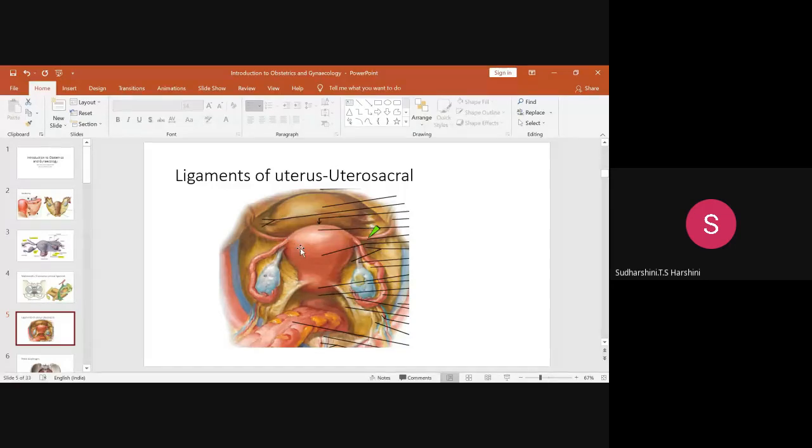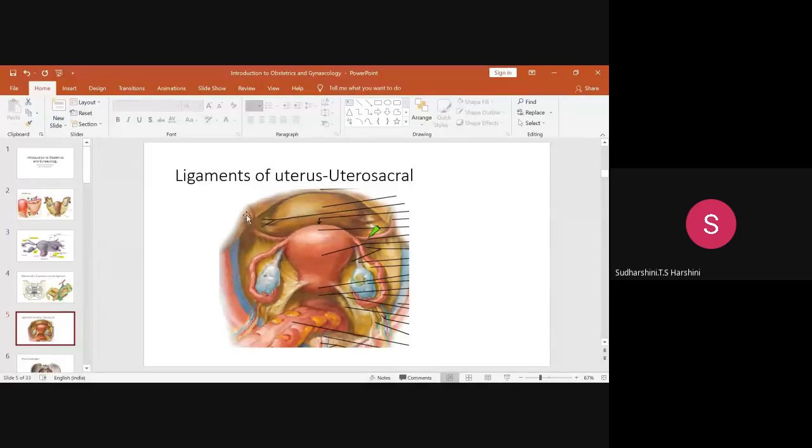Any idea? Sarat? Ma'am, the round ligament. Where is it going? It is passing through the labia. Yes, you can see here. What is this? Mons pubis. The mons pubis is going to be the final place where it's going to get inserted.